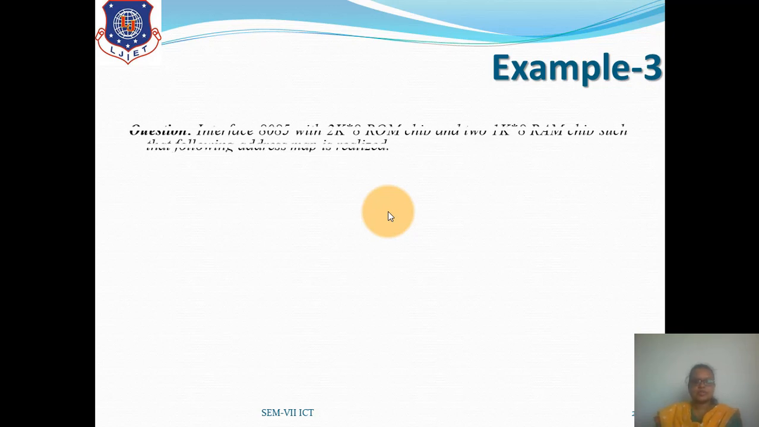So the question for example 3 is: interface 8085 microprocessor with 2K x 8 ROM chip and two 1K x 8 RAM chips such that the following address map is realized. Here we have a ROM chip of size 2K x 8, where 2K stands for the memory address, whereas 8 stands for the data bits. It also says 1K x 8 RAM chips, such that the address map is realized.